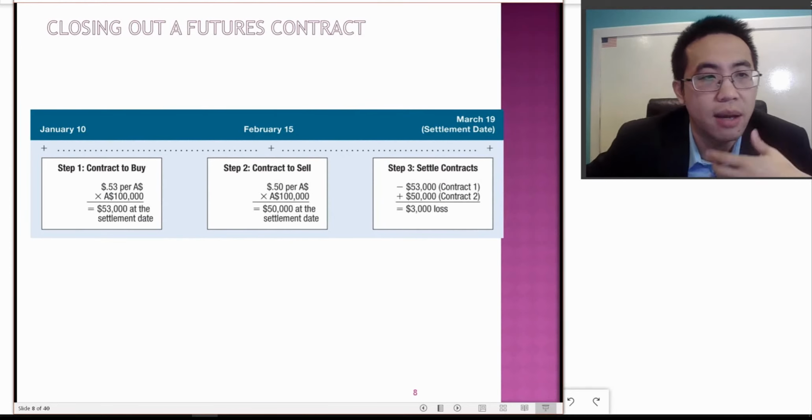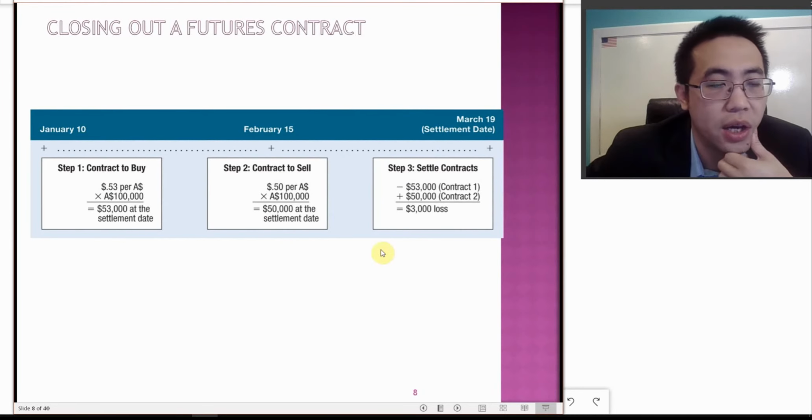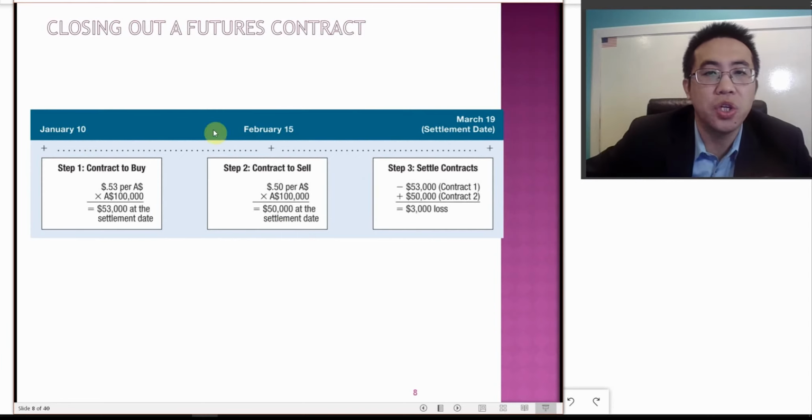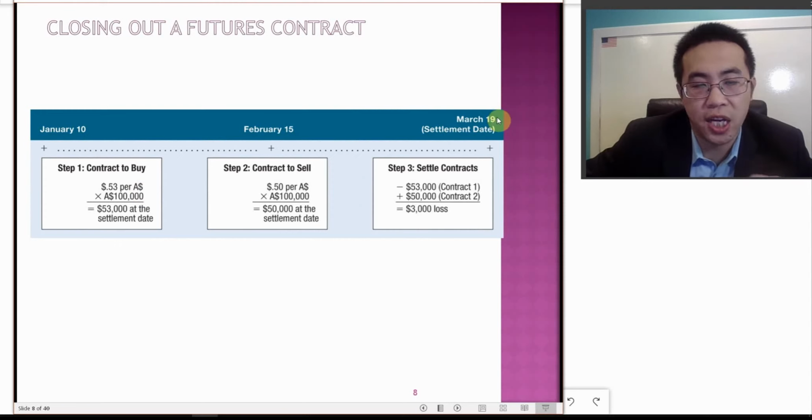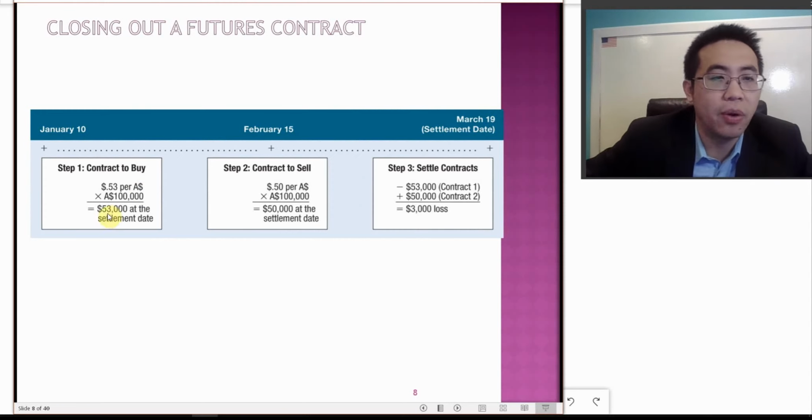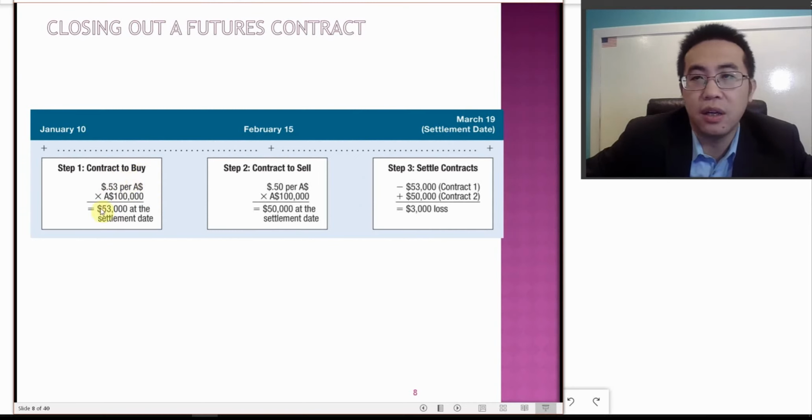And here is one example to trade Australian dollar. So you will see that on January the 10th, you are looking at a futures contract, which is a deal which will be settled on March the 19th. On January the 10th, the price of the futures, which will occur in March, is $0.53 per Australian dollar. And this individual trader makes the contract to buy, but he or she does not need to pay any penny at this point. They just need to buy the futures and sign a contract, and they also need to put in some deposit, not the money for trading directly.